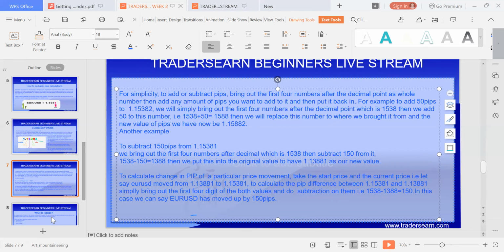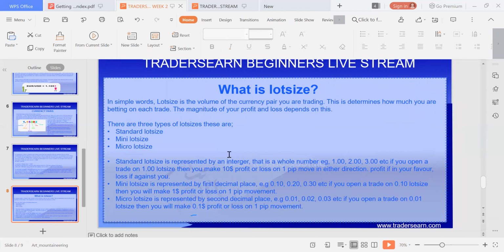Moving on. Now let's go to lot size. In simple words, lot size is the volume of the currency pair you are trading, the volume of that currency pair you are buying or selling. It may not be a currency pair, it may be other assets, maybe stocks and all of that. So it's the amount, the volume of that asset you are buying or selling.